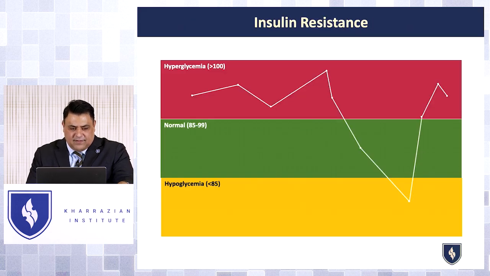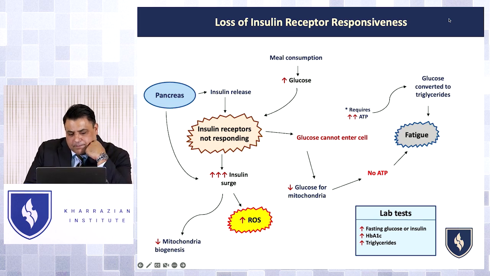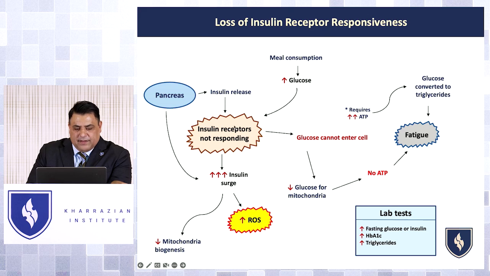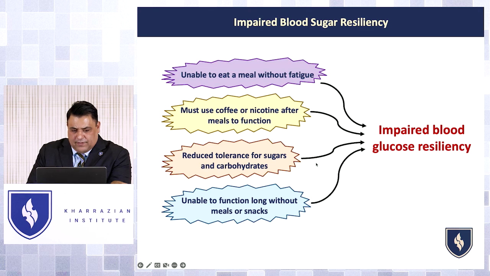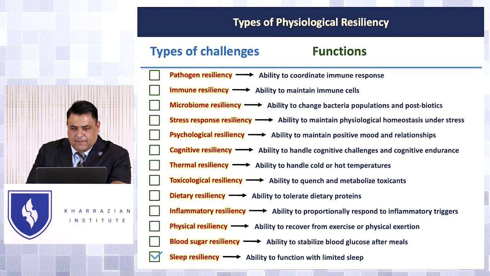And then for people that have insulin resistance, they usually just have dysfunctional insulin responsiveness of the receptor site. So they have high blood sugars. And then also sometimes when they get insulin surges, they get into hypoglycemic states. They get this roller coaster ride. And then ultimately the insulin receptor site is not responding, and that's what's causing these shifts. But the key thing to talk about now is symptoms of resiliency. So impaired blood sugar resiliency: unable to eat meals without fatigue, must use coffee or nicotine after meals to function, reduced tolerance to sugars or carbohydrates, unable to function long without meals. Those are all signs of impaired blood glucose resiliency, right?